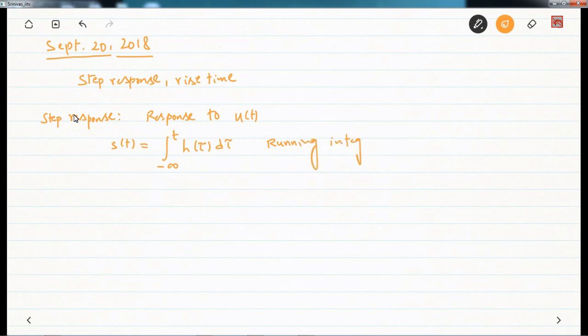So it is the running integral of the impulse response. Why do we call it running? What do we mean by this word running? Because if you are looking at the step response at time t, you have to integrate till time t. If you are looking at the step response at time t dash, you should integrate till time t dash. So it keeps accumulating the impulse response till the current moment in time, right?